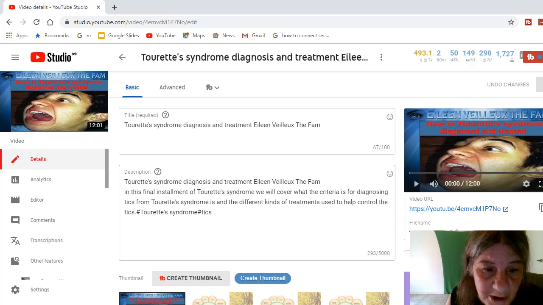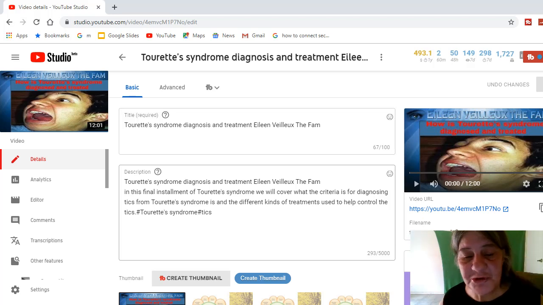Now when you do it, you have to put this sign there, the hashtag sign, plus the word, then another hashtag sign, and your second word. And I would only suggest using 3 at the max, because that's all YouTube is going to use is 3. You can use more, but YouTube is only going to take the top 3. The first 3 is what YouTube is going to choose.